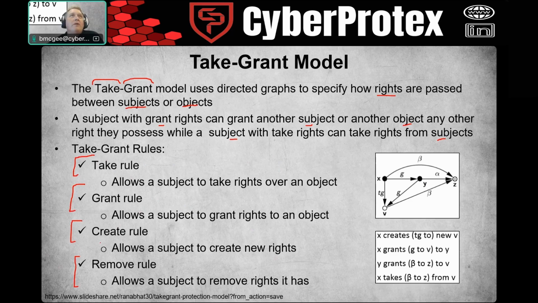So the take rule allows a subject to take rights over an object. The grant rule allows that user to grant rights over that object. The create rule allows the subject to create new rights, and the remove rule allows the subject to remove rights that it has.